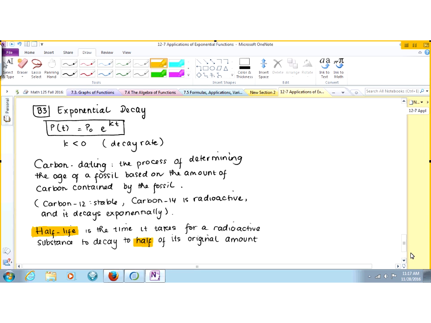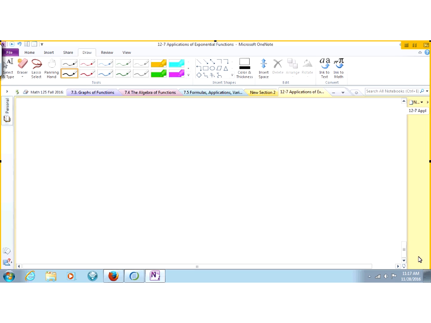Okay. Let's see. So, for example, I'd rather do it on the next page. So I'm going to write down. This is used a lot in carbon dating, to determine the age of a fossil. I think Dr. West has the machine to measure how much carbon-14 is in the fossils.